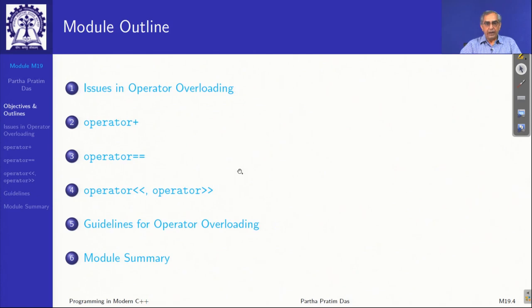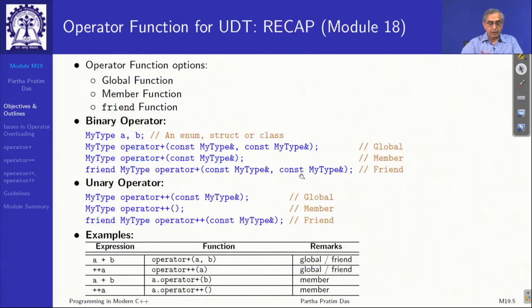This is the outline, which will be available on your left panel. So, a quick recap from the last module. We have 3 options to overload: using a global function, using a member function, or using a friend function.